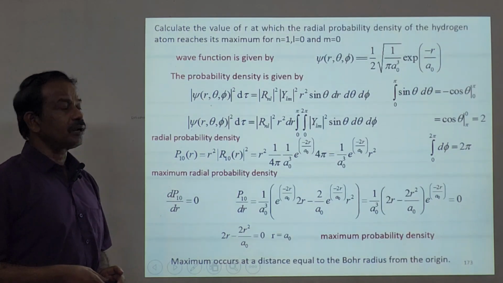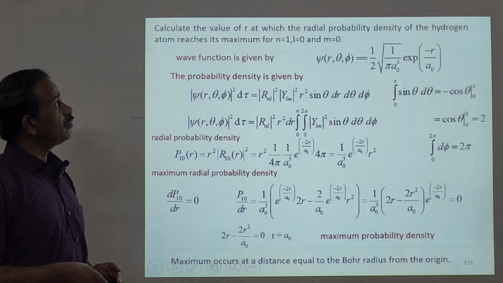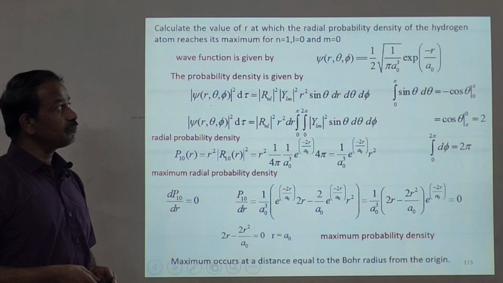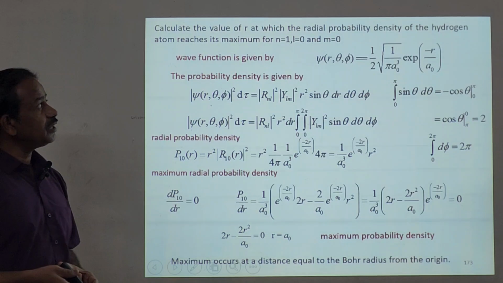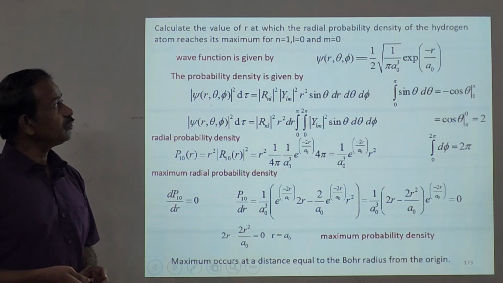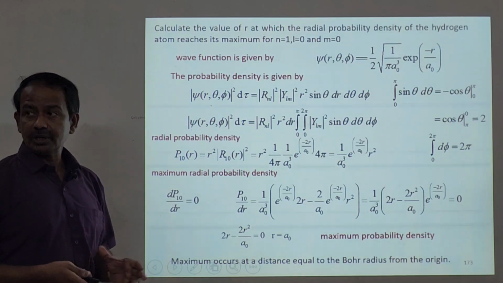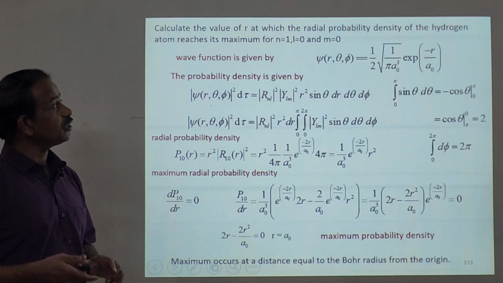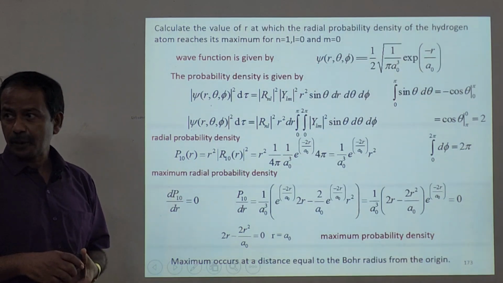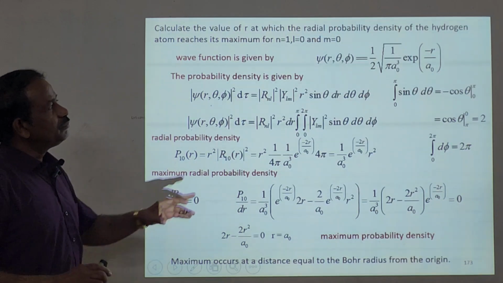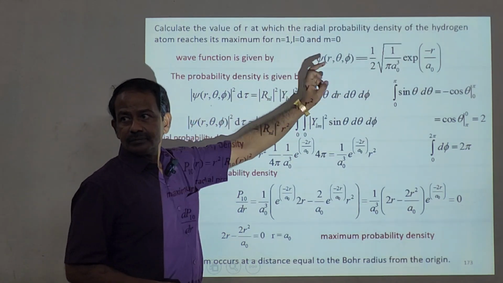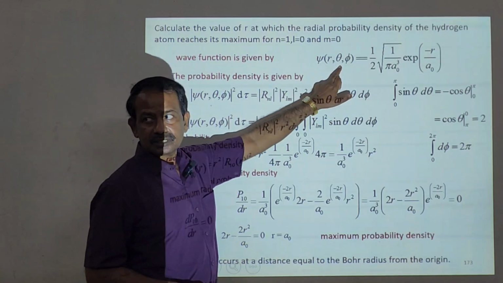So now we'll solve one problem. Calculate the value of r at which the radial probability density of the hydrogen atom reaches its maximum value for n equal to 1, l equal to 0 and m equal to 0. So we are going to calculate the value at which the radial probability density is maximum. We are going to use a different way. We know this expression already.